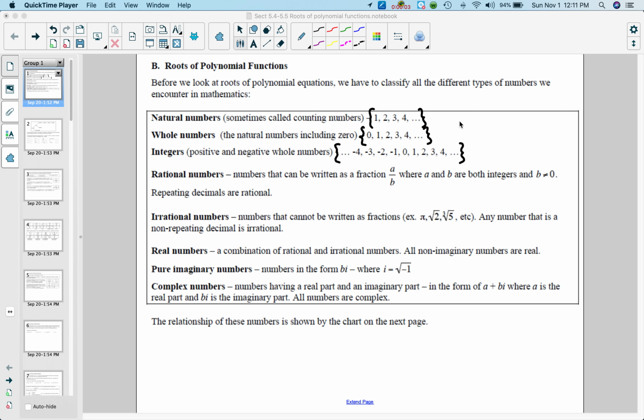You should have this packet. I had given you a packet that has a classwork section and a homework section. So find your classwork section. That's what you're going to be taking notes on.